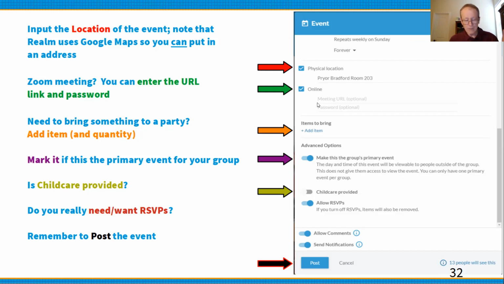And people have to be able to sign in to our system. So you could put in the URL for the Zoom meeting, for example, and you can put in the password if you wanted to. That would be part of that.